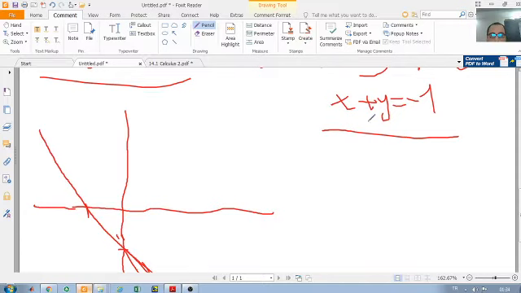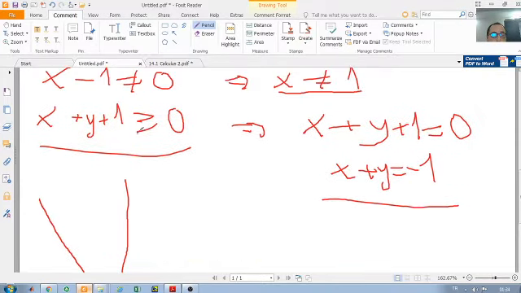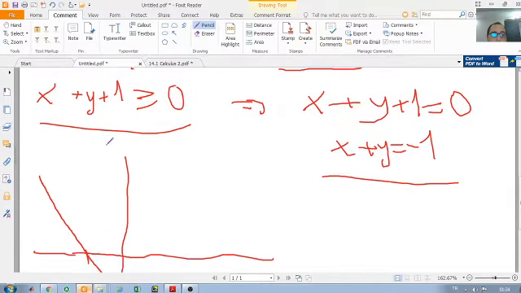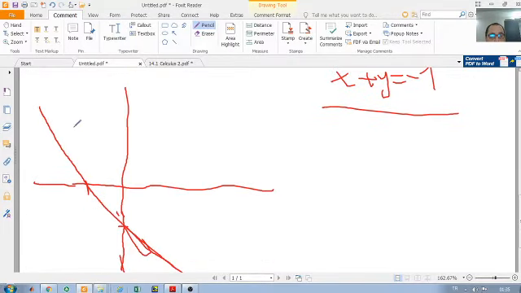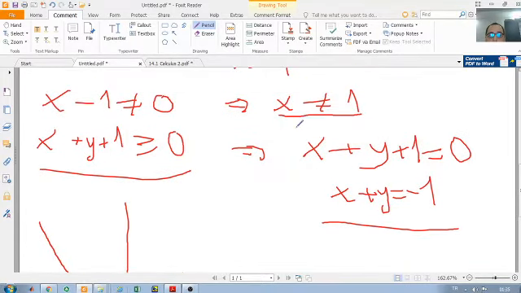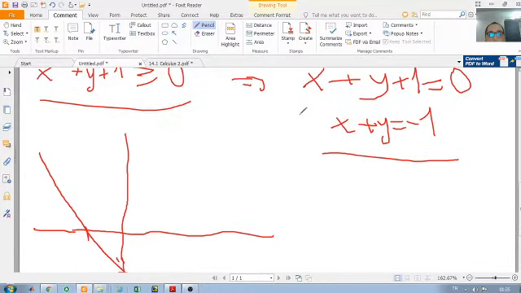For this line, okay. And the second one says that we take all the points bigger than this line, okay, bigger than this line. Therefore we take all points above this line. Also we should not take all the points such that the first component is equal to 1.